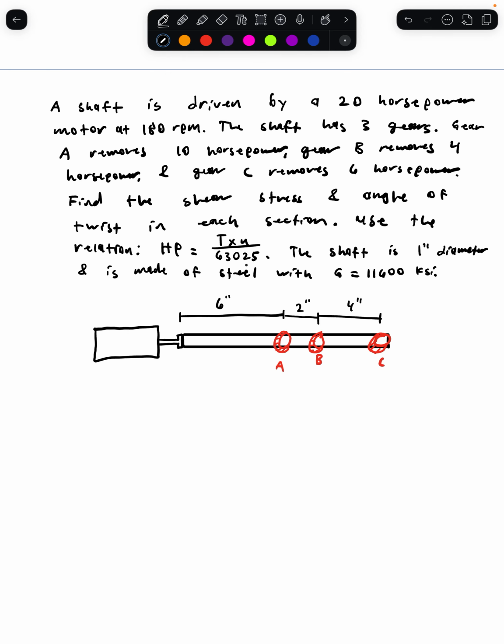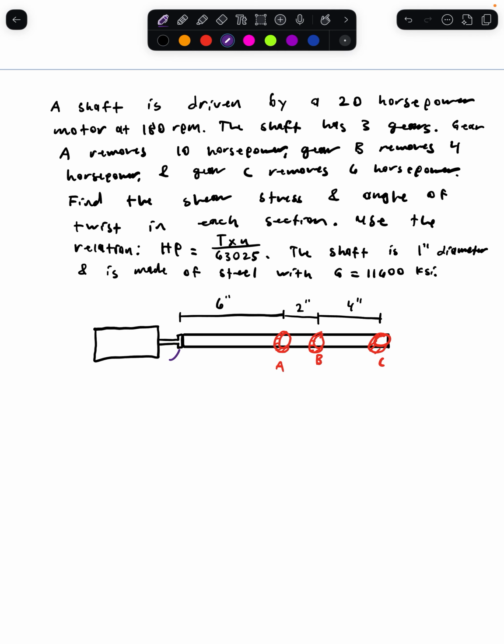This equation is in the handbook. If you search for the keyword horsepower and click through several of them, this will come up. It's important to note N is in RPM and T is in inch-pounds. The shaft is 1 inch diameter and is made of steel with a shear modulus of elasticity equal to 11,600 KSI.